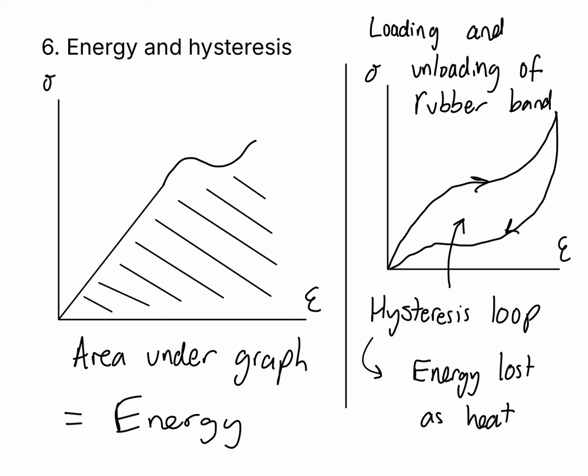As with springs, the energy is the area under the curve. But here's the interesting complication. Once a material has gone plastic, the loading and unloading curves follow different paths. Rubber is the classic example. Stretch and release a rubber band, and the two curves enclose a loop. That's called a hysteresis loop.